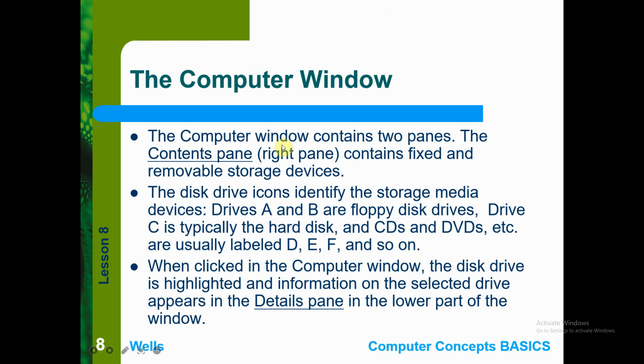So the Windows computer window contains two panes, which is the contents pane, usually sa right, and the fixed then removable storage devices. So the disk drive icons identify the storage media devices. So kung may floppy disk drives pa ang inyong computer, these are usually defined by drive A and B.